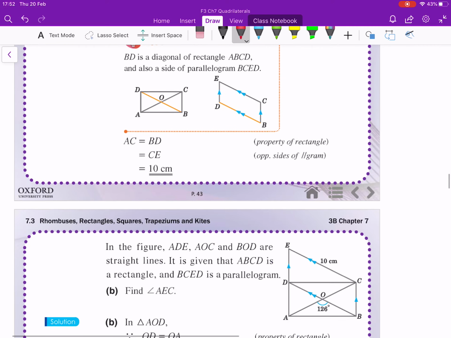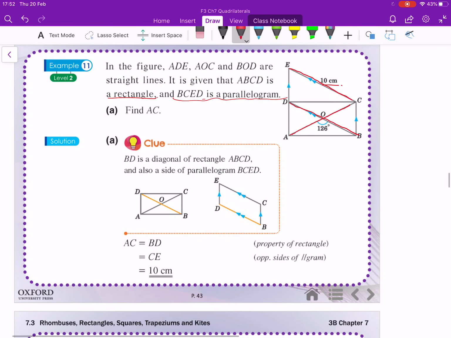And write down your solution like this. Okay, the first one, explain why AC equals BD by property of rectangle. And the second one, explain why BD equals CE. This is from the opposite sides of parallelogram. That means 10 cm. So finished.